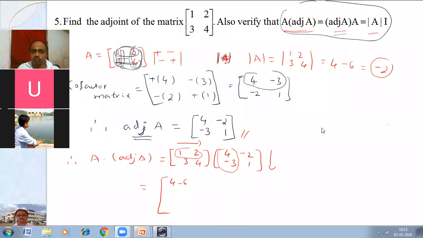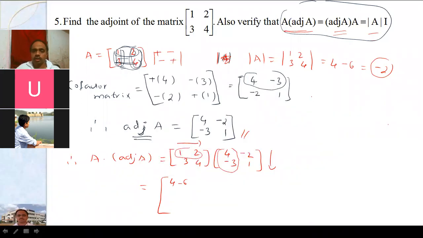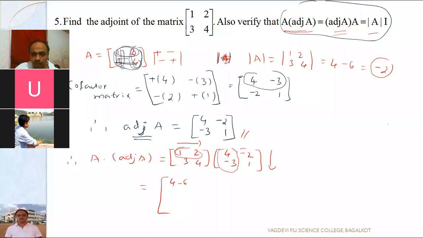Next, first row into first column is over. Now first row into second column. The second column is minus 2, 1. How to multiply? First number 1: 1 into minus 2 is minus 2. Then 2 into 1 is 2. First row is 1, 2, and the second column is minus 2, 1. So first number 1 into minus 2, second number 2 into 1. First row is over. Now we'll go to the next row.